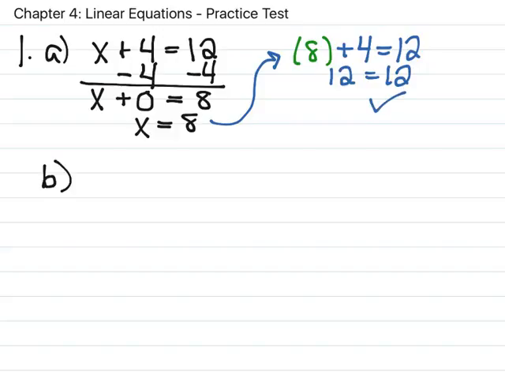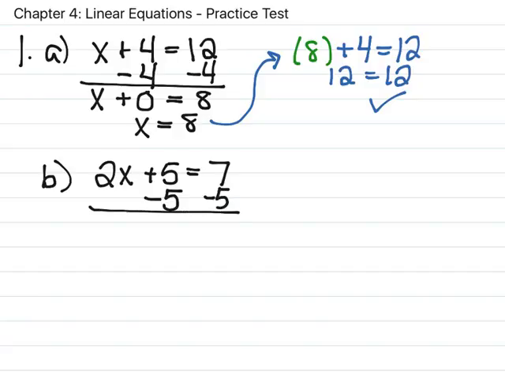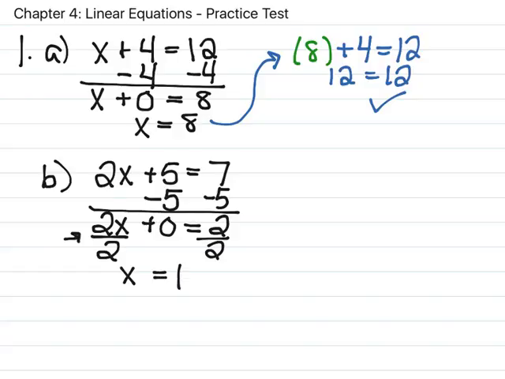B. So you have 2x plus 5 is equal to 7. So you have to subtract 5 from both sides, which will give you 2x plus 0 equals 2. Divide everything by 2 since you're multiplying by 2 here, which will give you x equals 1.